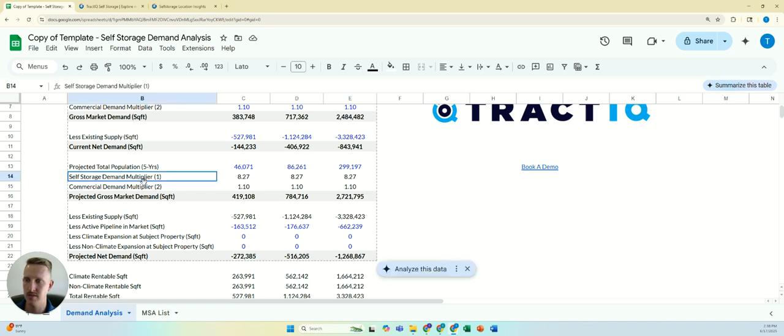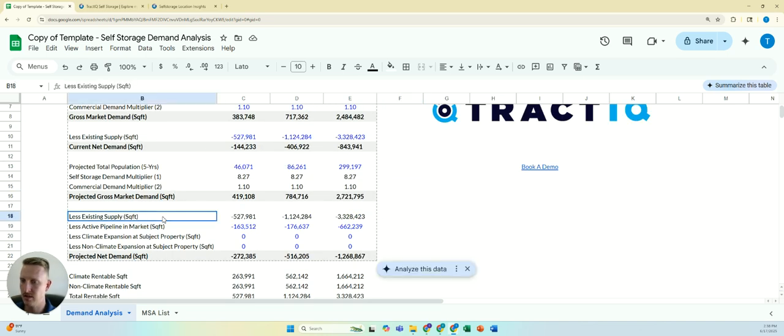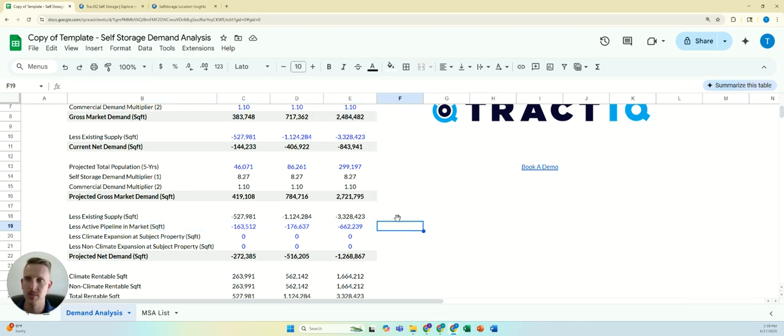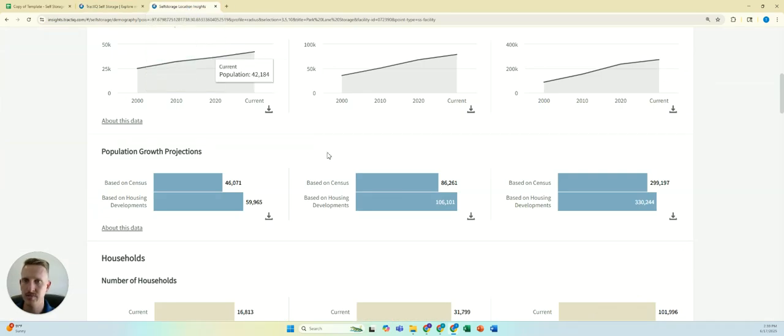We've already talked about the self-storage demand multiplier and the commercial demand multiplier. And then we're going to be looking at not only the existing supply within the market, but we want to consider what's under construction as well, and that will likely deliver within the next 5 years. So I'm going to go back to TrackedIQ, and if we look at the map, all these yellow dots are self-storage facilities under construction, so we definitely know there's some self-storage that will be delivering in the near future.